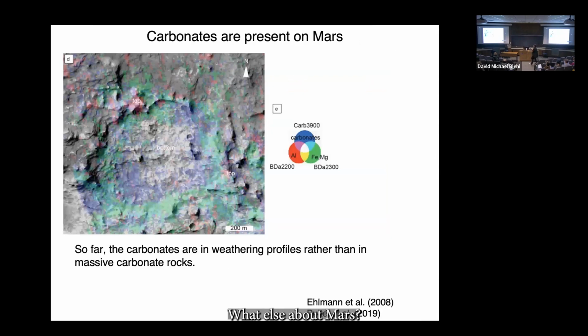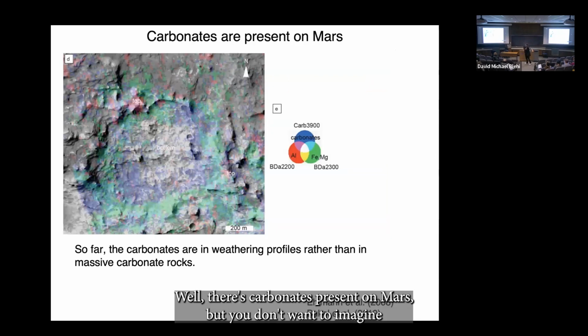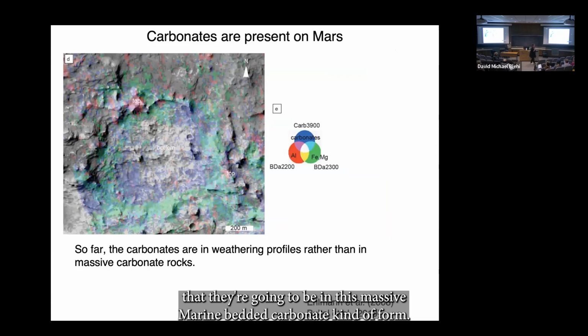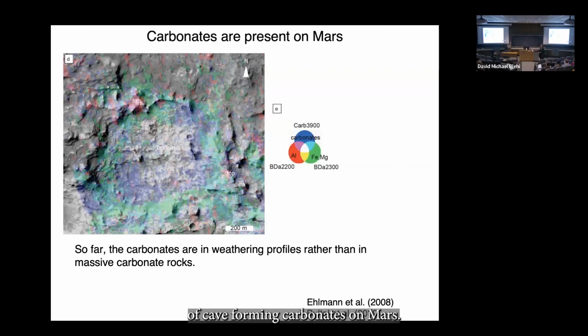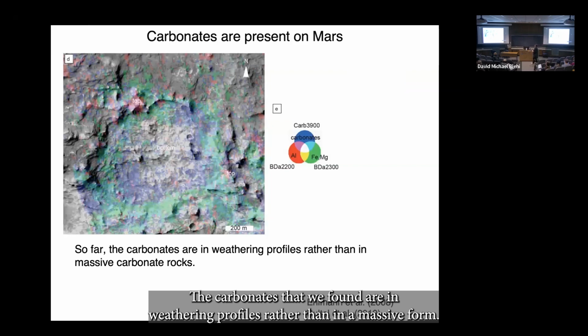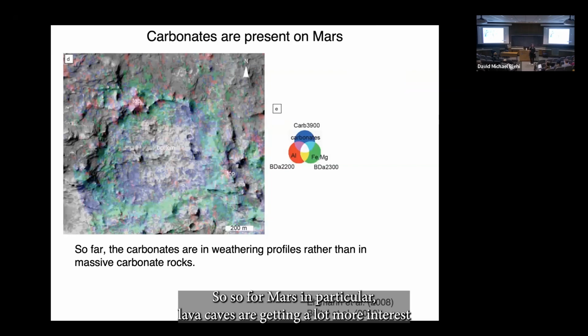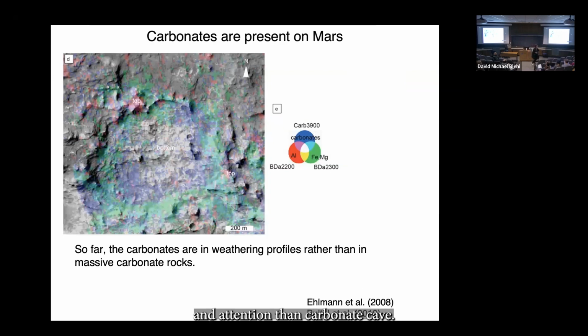What else about Mars? Well, there's carbonates present on Mars, but you don't want to imagine that they're going to be in this massive marine bedded carbonate kind of forms. So far, we have not found those kind of cave forming carbonates on Mars. The carbonates that we found are in weathering profiles rather than in a massive form. So for Mars in particular, lava caves are getting a lot more interest and attention than carbonate caves.